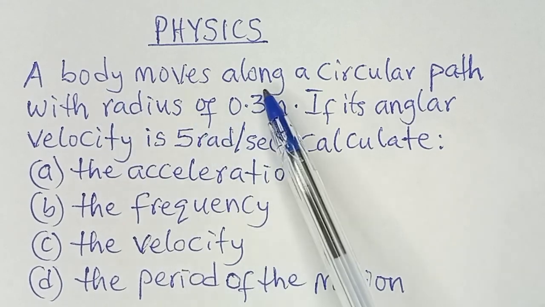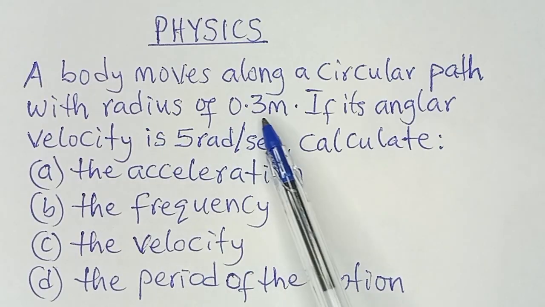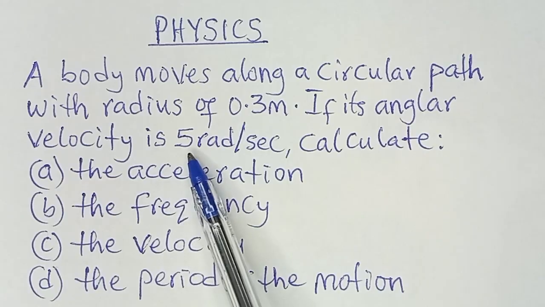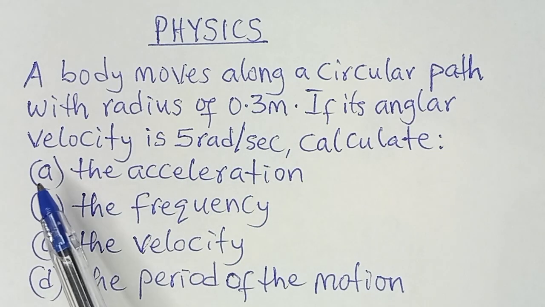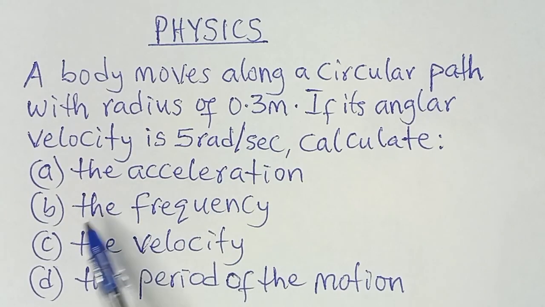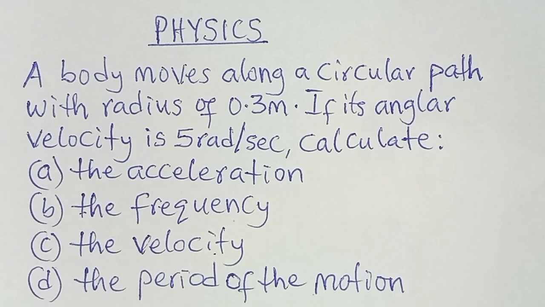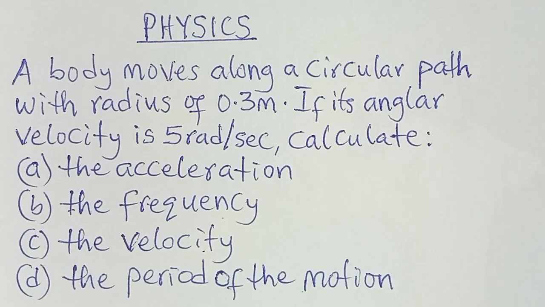A body moves along a circular path with radius of 0.3 meter. If its angular velocity is 5 radians per second, calculate A, the acceleration, B, the frequency, C, the velocity, and D, the period of the motion. Now, I would like us to solve this directly without wasting much time.